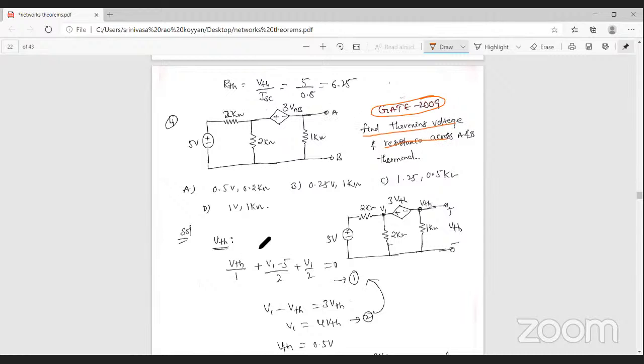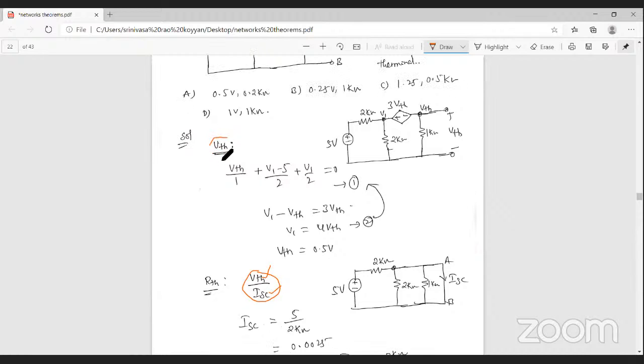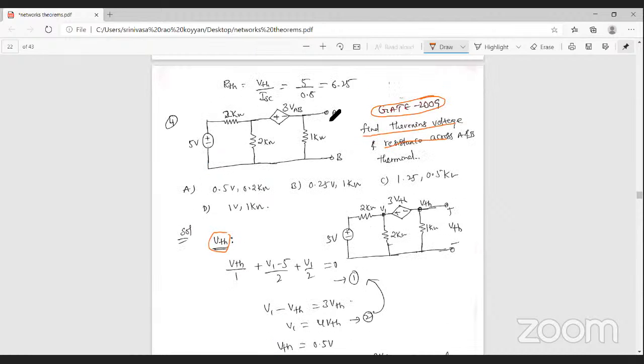So to find Thevenin's resistance, that is Thevenin's voltage by short circuit current. So first of all we have to find Thevenin's voltage, and after that the short circuit current. So first, finding Thevenin's voltage across these two terminals, AB terminals, that is VTH.